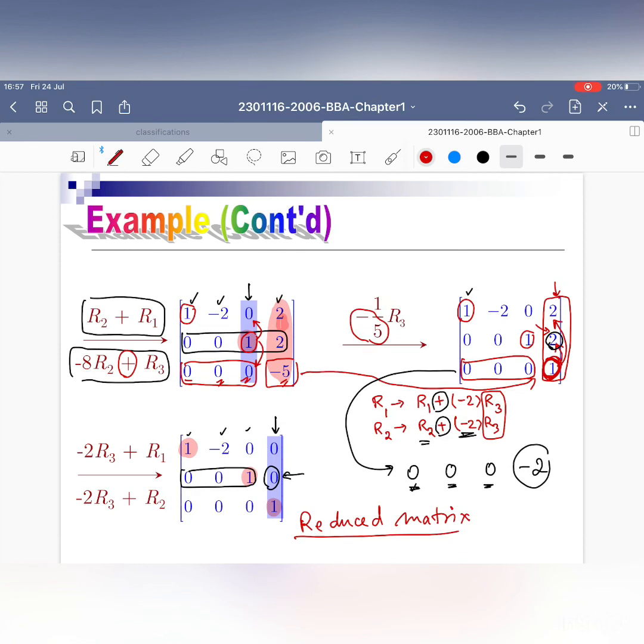So we are going to stop this clip right over here, and then we will continue by making use of this reduced matrix to solve the system of linear equations later. We'll see you then. Bye bye.